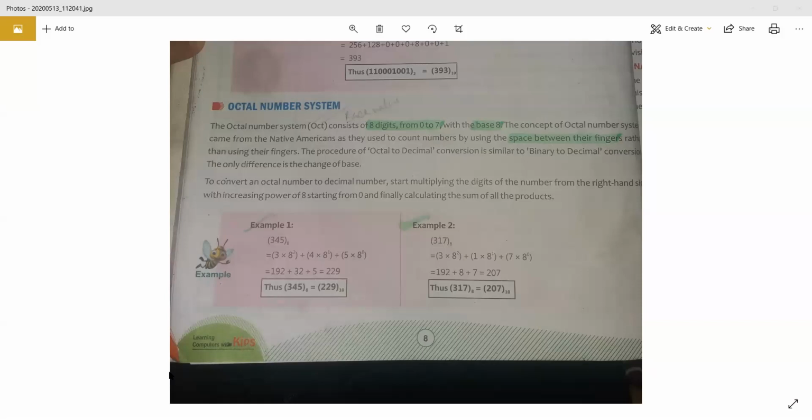Okay, beta. So as I told you, the octal number system has base 8. So how are you going to convert an octal number into a decimal number? The same procedure will be followed: face value multiplied by the base of the number system raised to the power 0 and so on. So 5 multiplied by 8 raised to the power 0, 4 multiplied by 8 raised to the power 1, and 3 multiplied by 8 raised to the power 2. Then all these values will be added and you will get a decimal number result from this octal number.